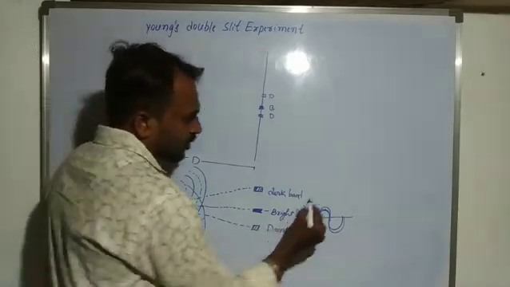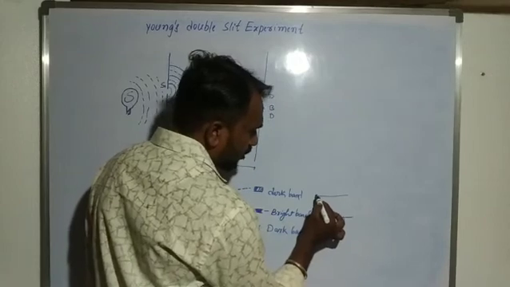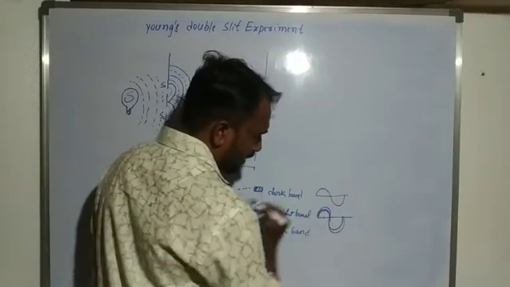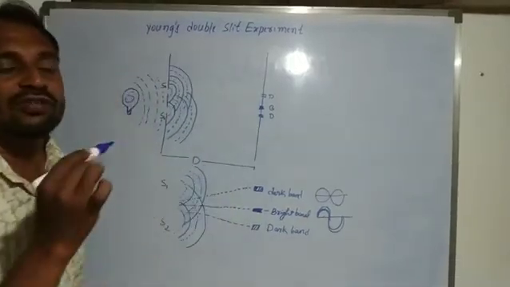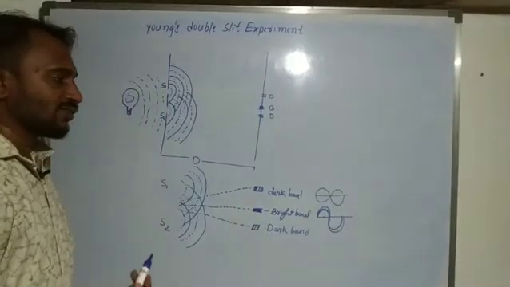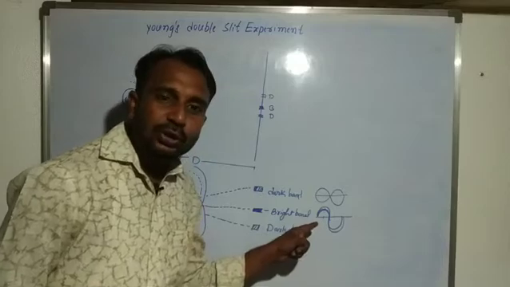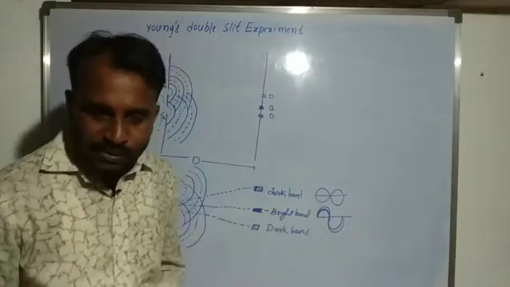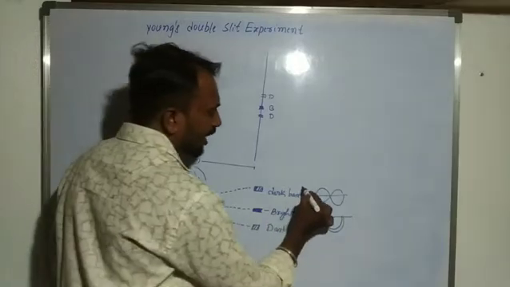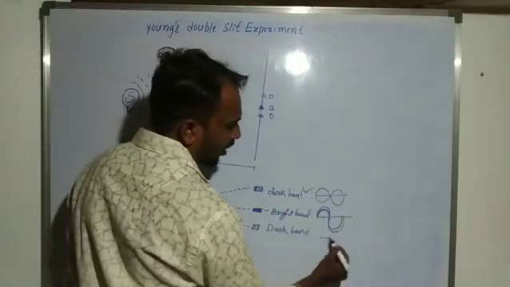And next, here this one is a crest and a trough, and here a crest and a trough. It means the crest of one wave falls on the trough of another wave. So here the resultant amplitude decreases. When the resultant amplitude decreases, it means the intensity also decreases. So for this reason, we get a dark band here, and here also a dark band.